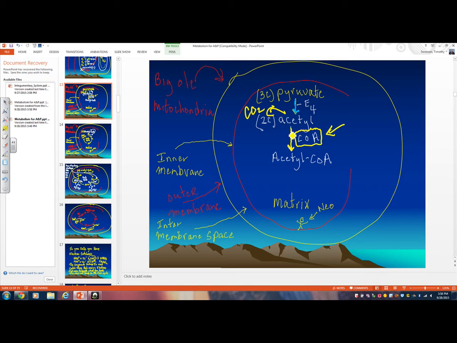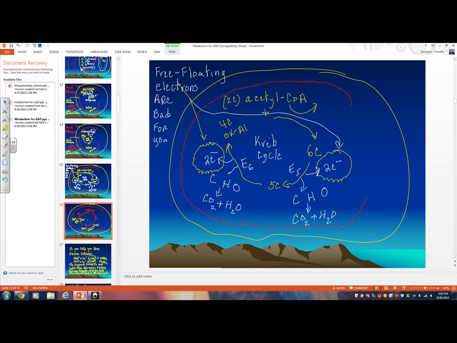So acetyl, a 2-carbon compound, is going to bind with coenzyme A, and you're going to have acetyl coenzyme A, excuse me, acetyl-CoA. Acetyl-CoA is now able to enter the Krebs cycle. And again, the Krebs cycle is nothing more than a series of enzymes that continue to break those chemical bonds and release electrons.